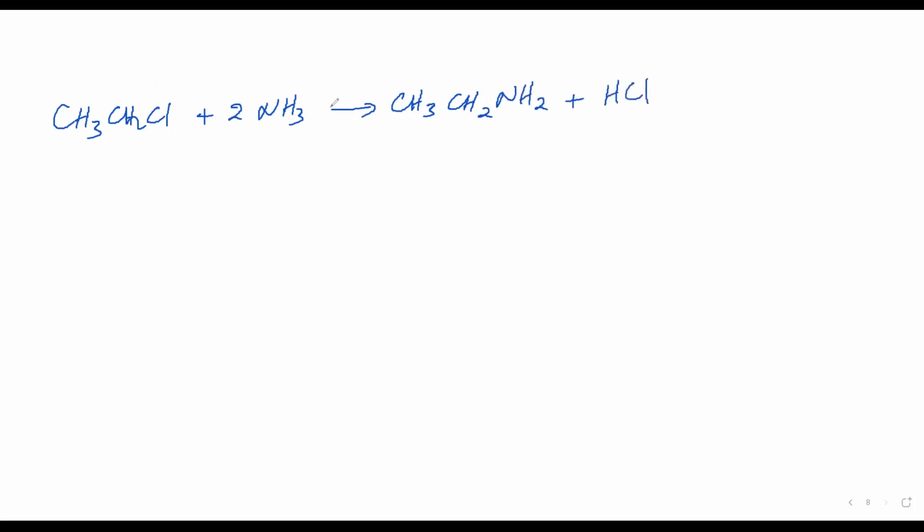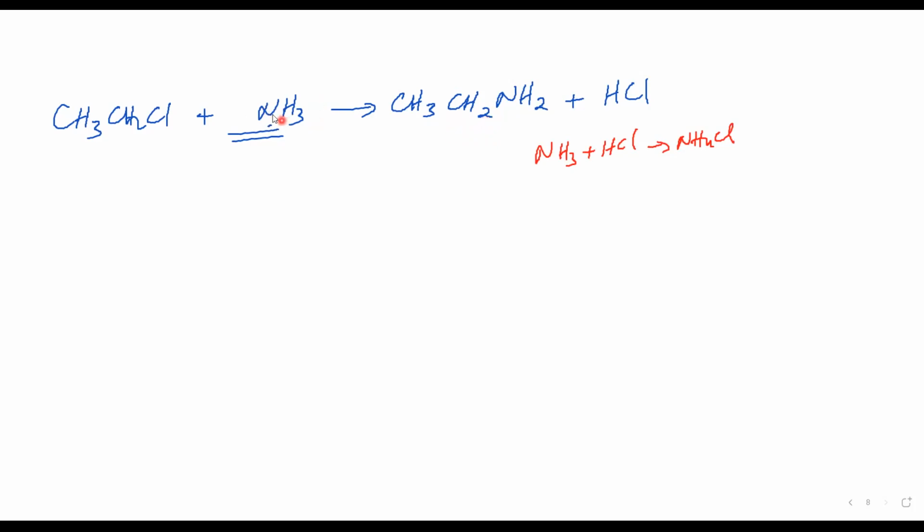But that's why we add excess of ammonia, because if we do not add excess of ammonia, then one of two things would happen. If we didn't add excess of ammonia, instead of ammonia reacting with the halogenoalkane to produce the amine, part of the ammonia is going to react with the HCl to produce the ammonium chloride salt, which means that the amount of amine produced is going to be a small amount. The yield will be a small yield. Why?